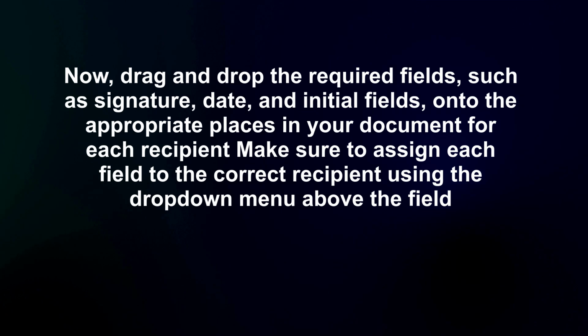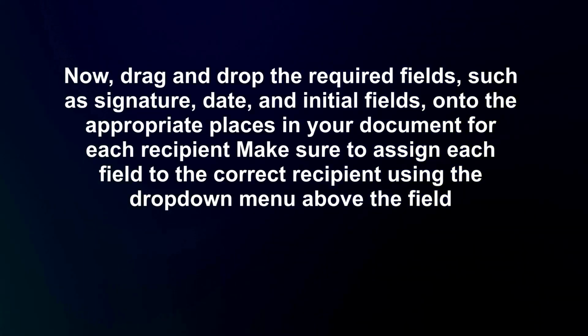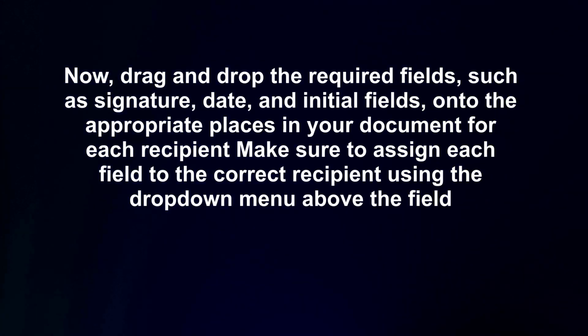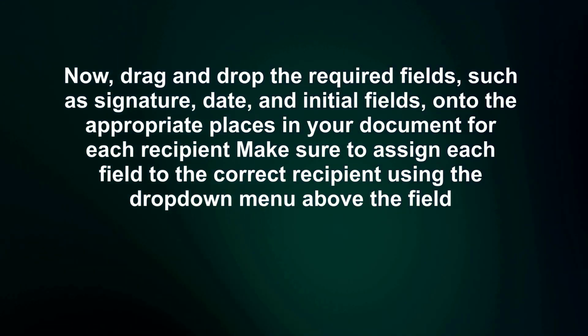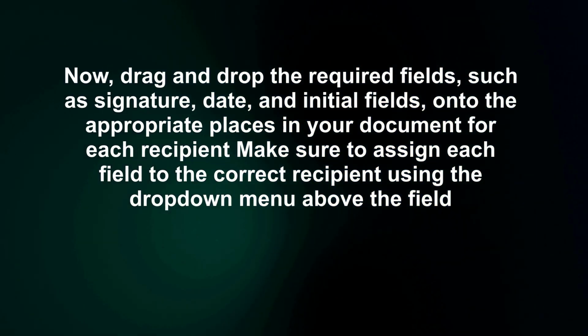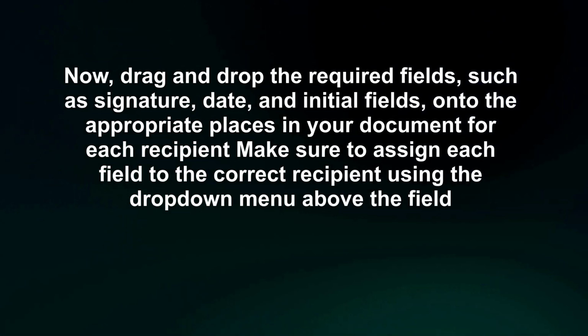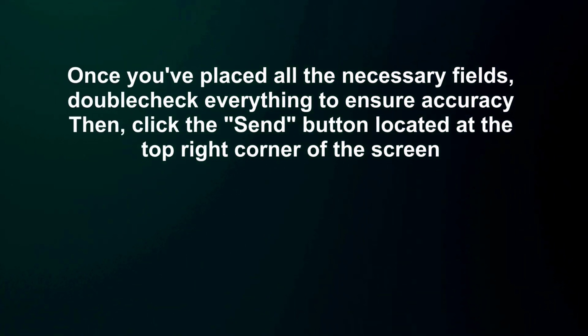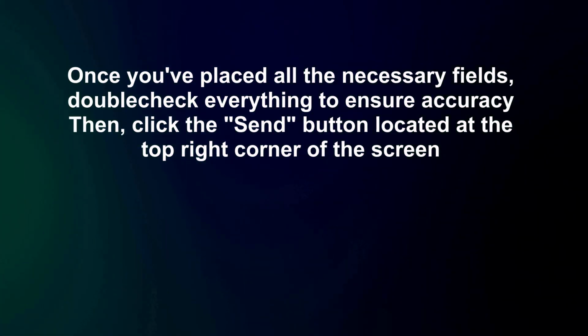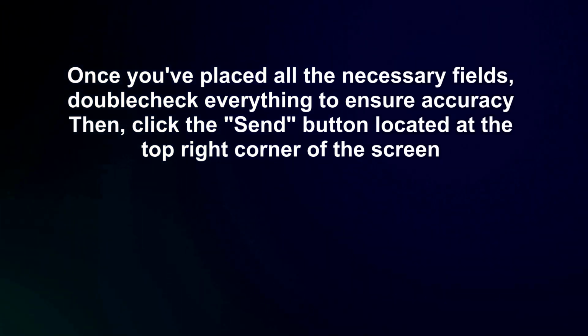Now, drag and drop the required fields, such as signature, date, and initial fields, onto the appropriate places in your document. For each recipient, make sure to assign each field to the correct recipient using the drop-down menu above the field. Once you've placed all the necessary fields, double-check everything to ensure accuracy.